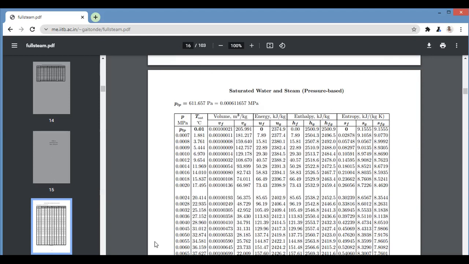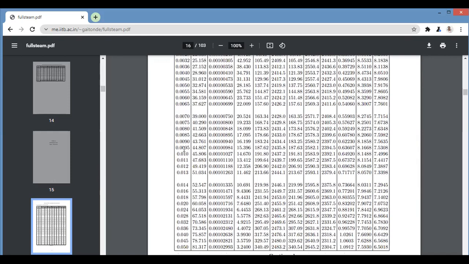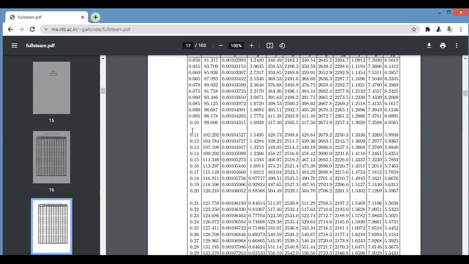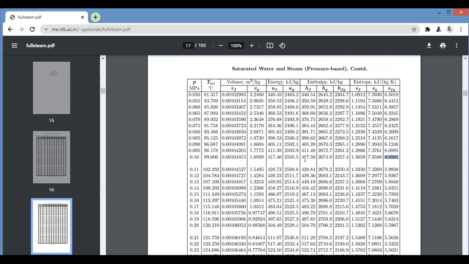Now let us say you are asked to find, at 0.1 megapascal, the specific entropy of the dry saturated steam. This is the last column you'll have to see, in kilojoules per kg Kelvin. If you are asked to find the specific enthalpy of dry saturated steam, this is Hg: 2674.9 at 0.1 megapascal. That is 1 bar.